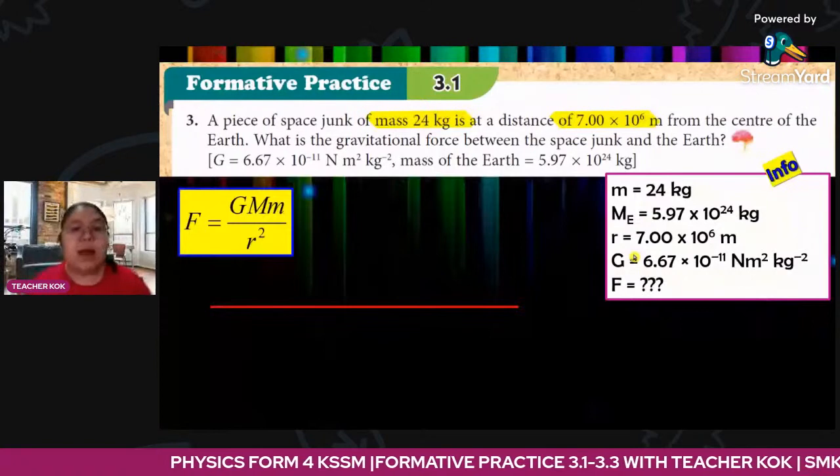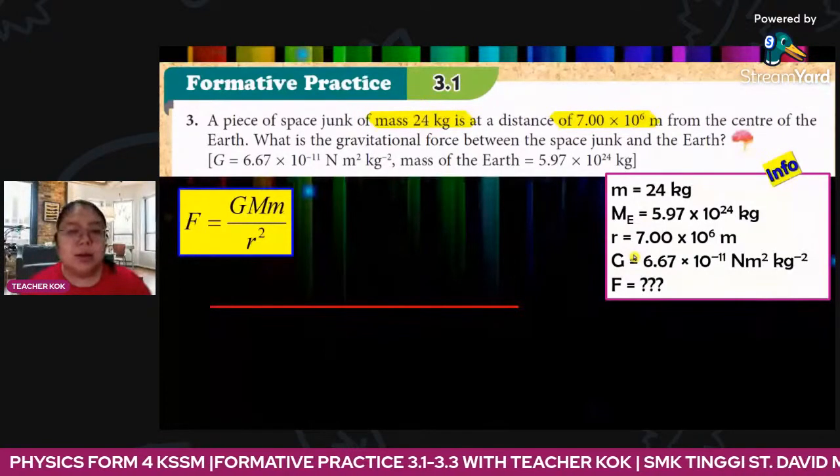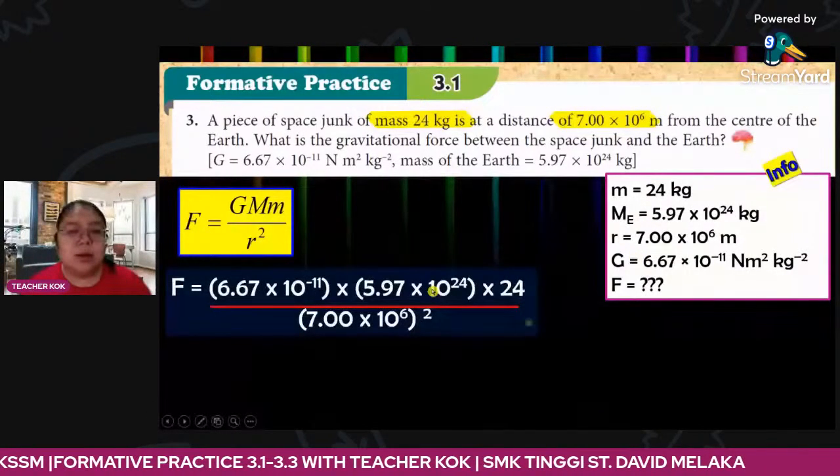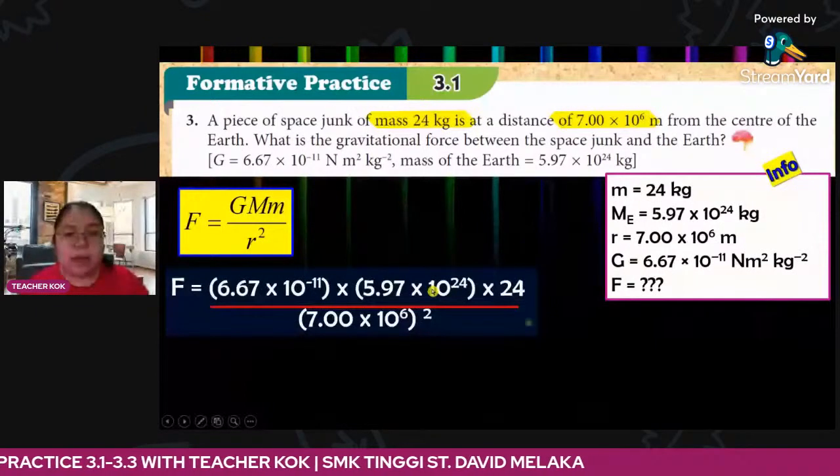So this is the info you need to put in the formula: the G, capital M and small m over the distance, then you need to square. Okay, the final answer.